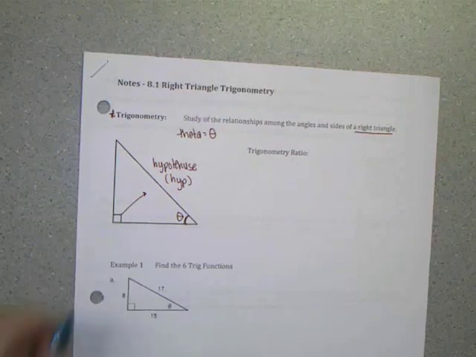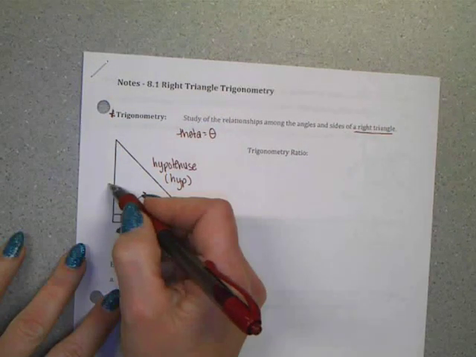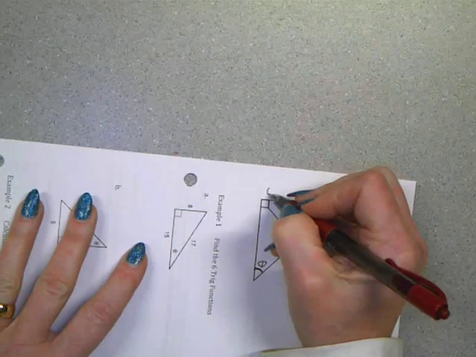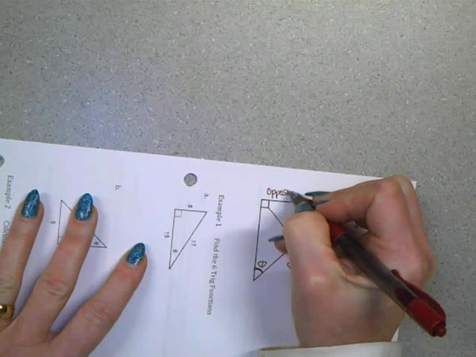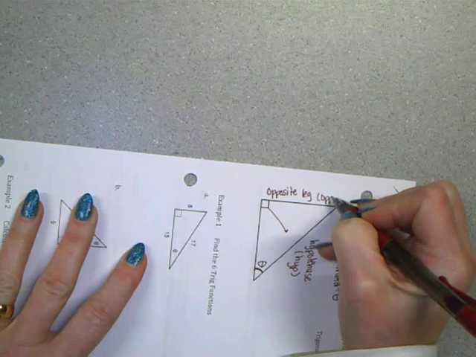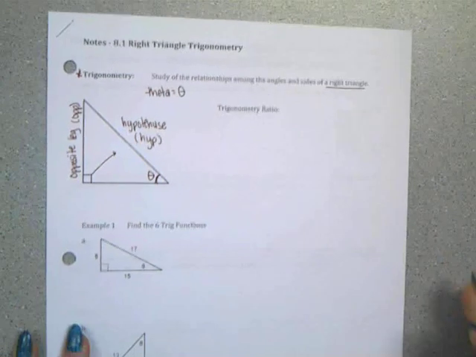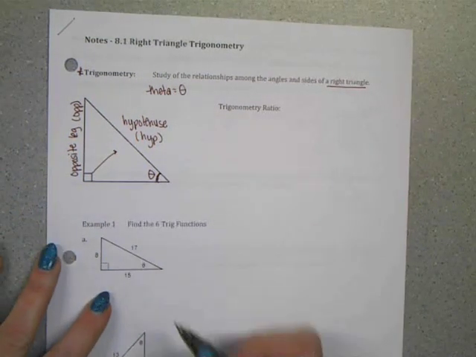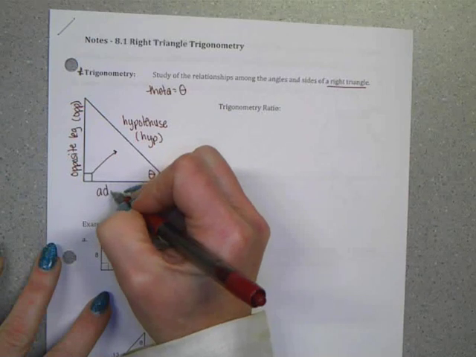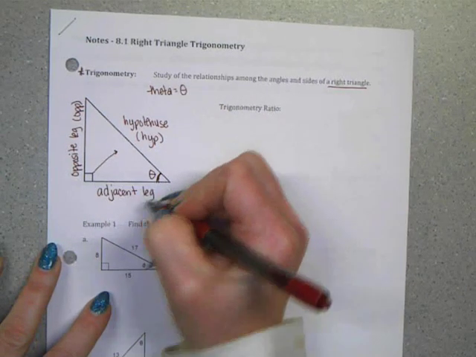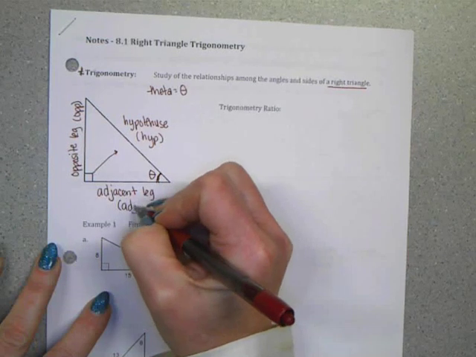Now, based on where this angle is, we then have different names for our legs, besides just the legs that make up this right angle. The leg that is directly across from the angle, we call the opposite leg. And again, for abbreviation purposes today, I'm going to write OPP. The leg that is attached to the angle we call the adjacent leg, and we'll abbreviate it ADJ.